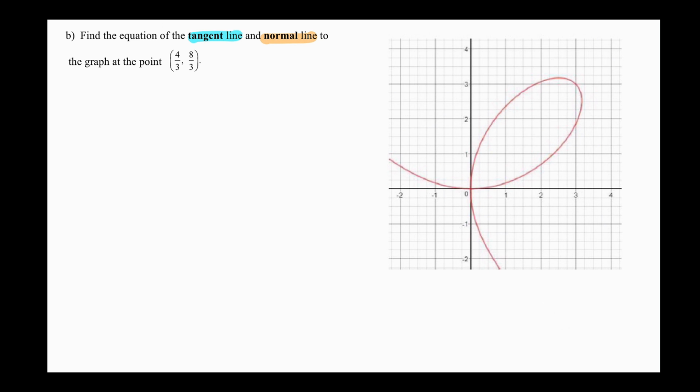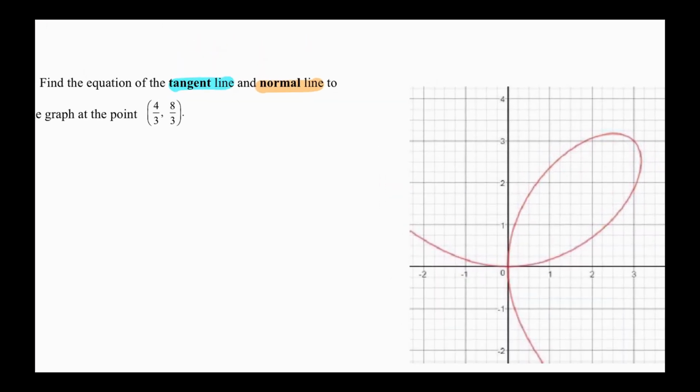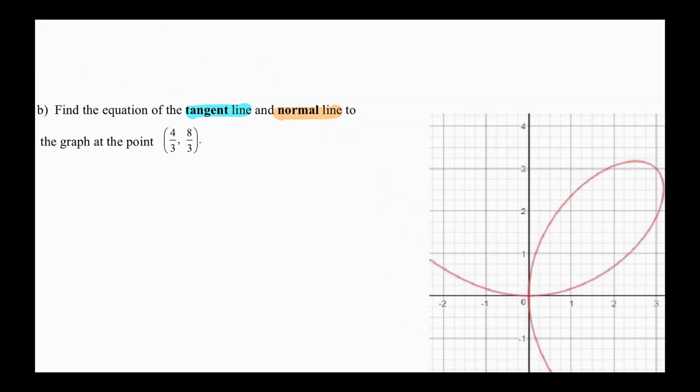Those are perpendicular lines. They make 90-degree angles everywhere, right? Right here, right here, right here, and right here. The corner of Dickinson and McKinley is perpendicular. McKinley is one line, Dickinson's another line, right? Perpendicular lines. So a normal line is perpendicular to a tangent line.